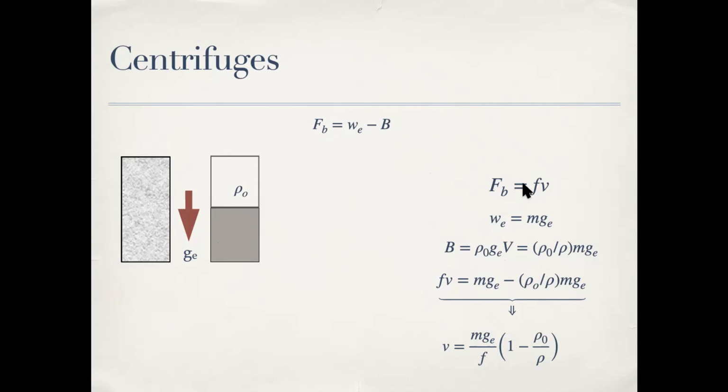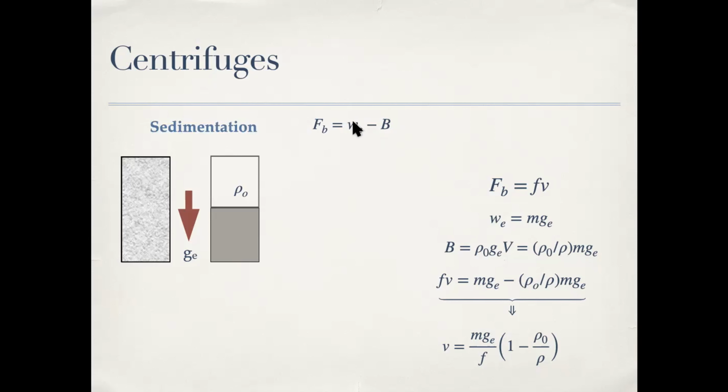I wrote here that this proportionality coefficient is small f. From Stokes law, we knew that f is 6 pi times the radius times the viscosity coefficient, and the weight is the mass times the gravity. The buoyancy force is the same, so I can rewrite it a little bit, dividing and multiplying by the density of the particles, and then the buoyancy force is the ratio of the densities times the mass of the particle times the gravity.